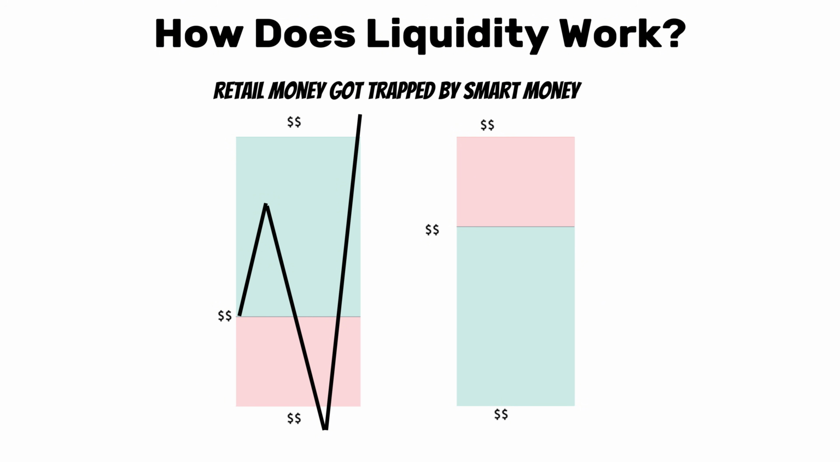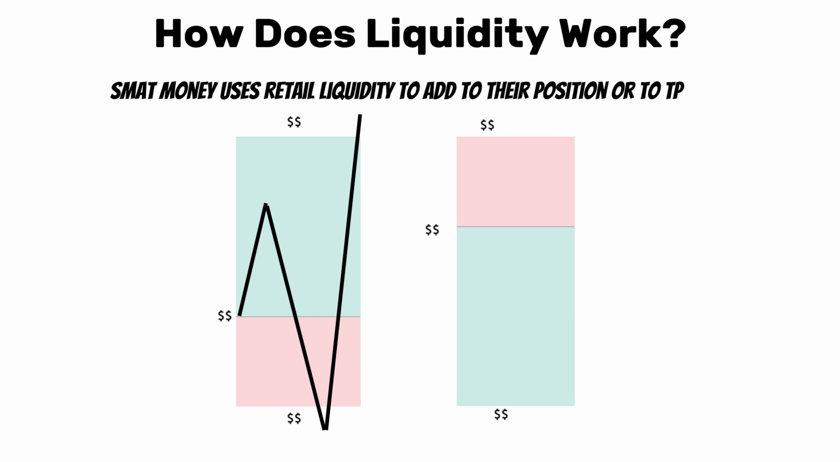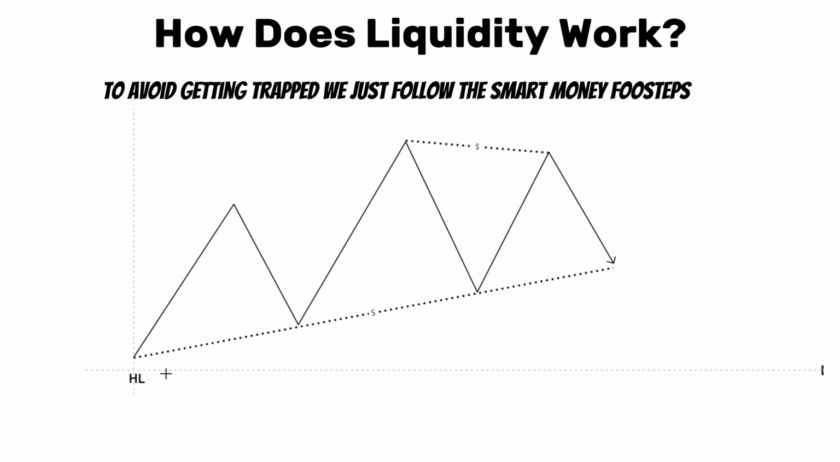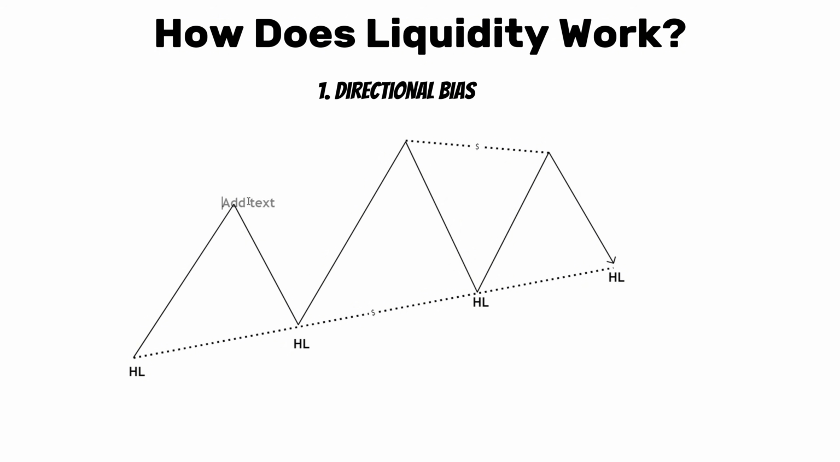Well, this happens because you have been trapped by whoever moves the market. They used your liquidity in order for them to either add to their positions or for them to take profits. Both by using your stop loss. So the best way to avoid getting trapped is to simply follow the footsteps the smart money prints into the chart. And one of these footsteps is the directional bias of the market.